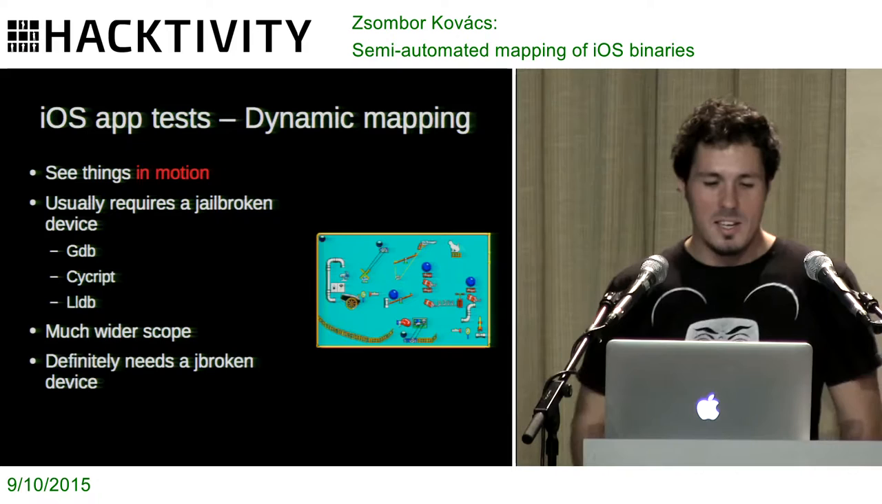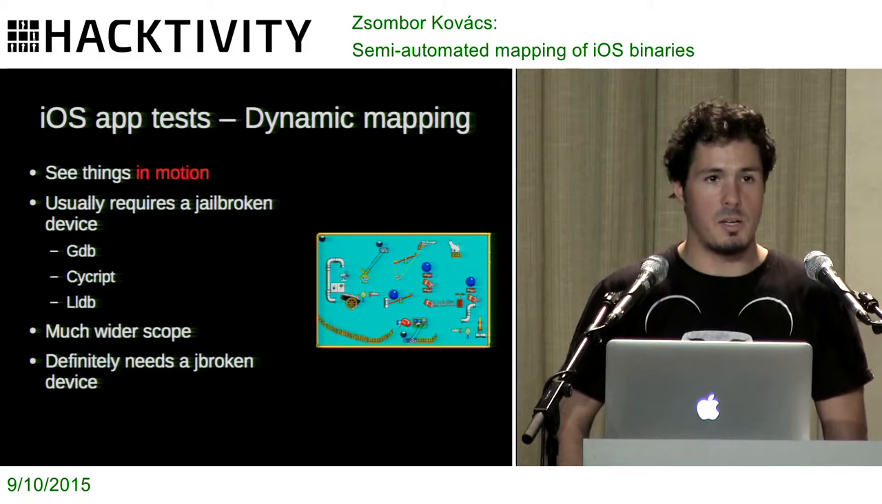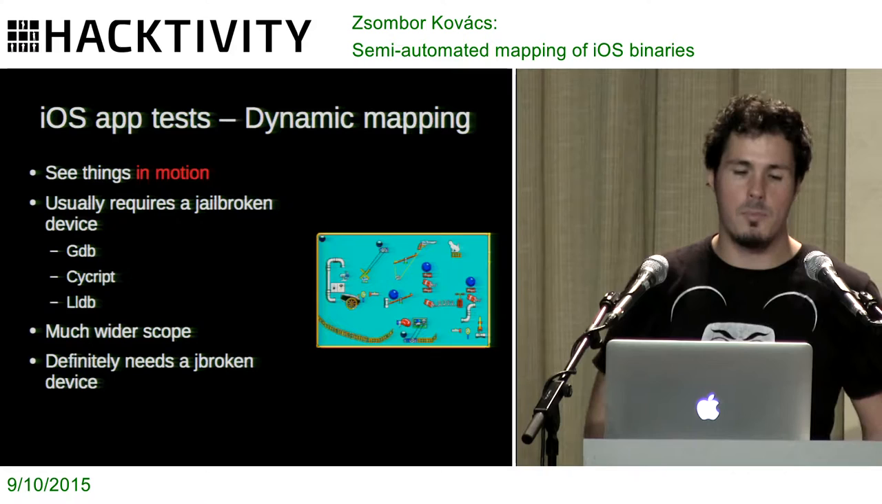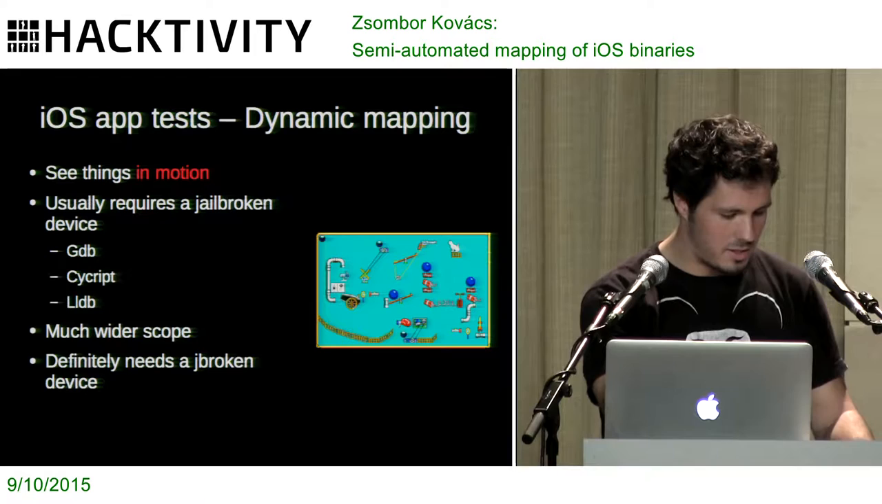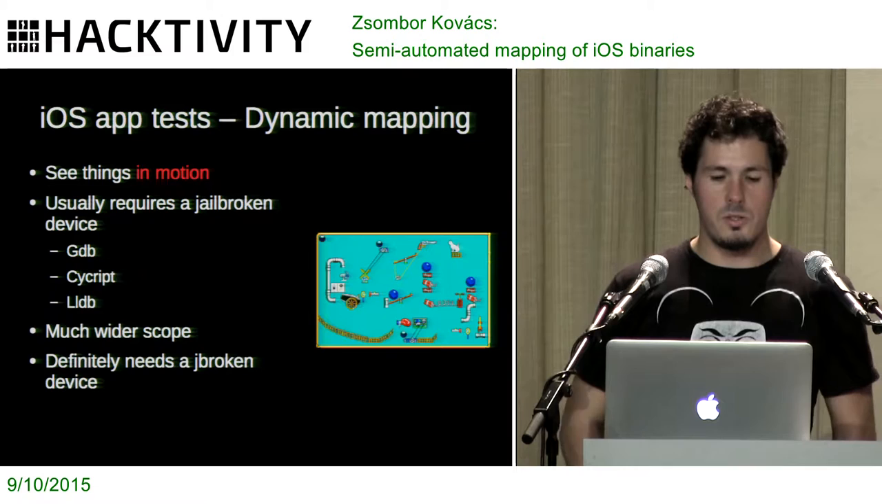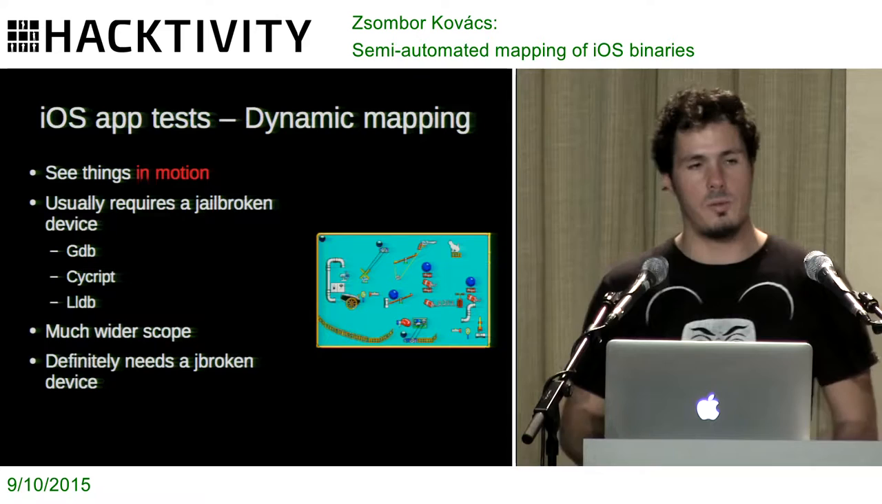So when we do dynamic mapping, we try to figure out what's within the binary and what happens when the binary is being run and when the application components are in motion. This phase usually involves a jailbroken iPad, which I luckily have in here, with all the necessary modifications required to do app testing. We usually use some kind of debugger, which is like a pin and a needle to stick within the app. And this, by the end of the day, gives you a much better understanding of what's within the binary.